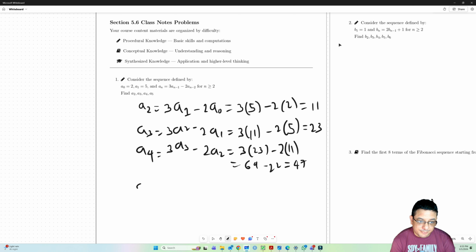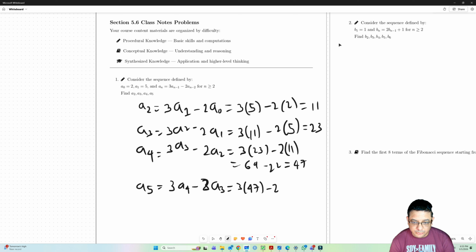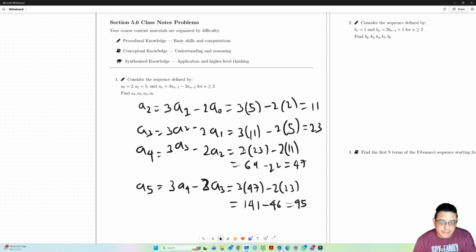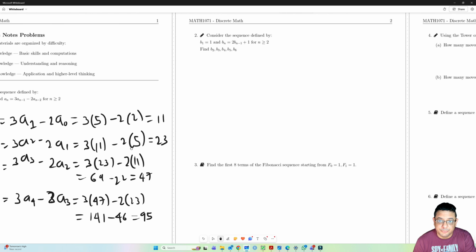And last, a5 will be 3a4 minus 2a3, which will be 3 times 47 minus 2 times 23. And so now this is going to be 141 minus 46, which is going to give me 95. Now let's go to question number 2.